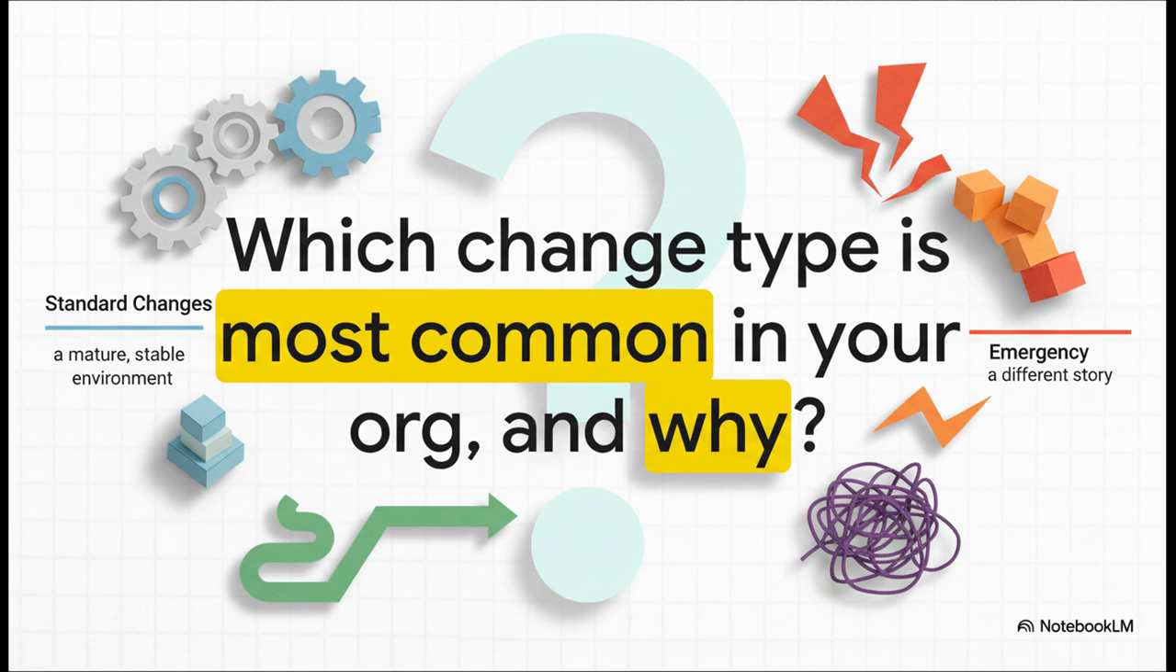So I'll leave you with this to chew on. Think about your own organization, your own team. Which of these three change types do you see the most? Is it a good mix? If you have tons of standard changes, that might mean you're in a really mature, stable environment. But if you're constantly fighting fires with a stream of emergency changes, well, that might be telling you a very different story. What does that balance say about how you work?